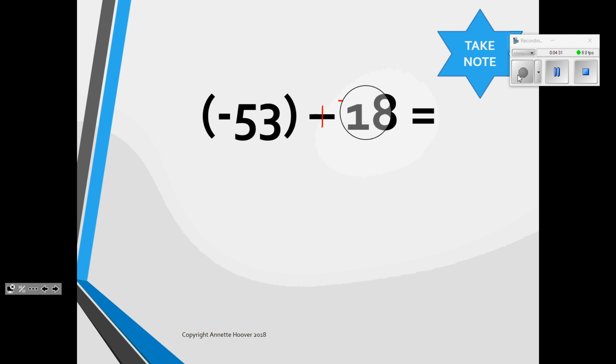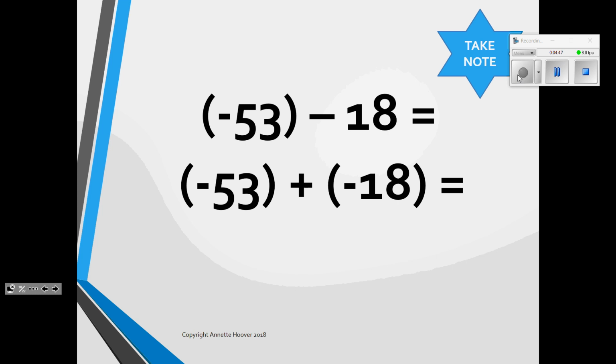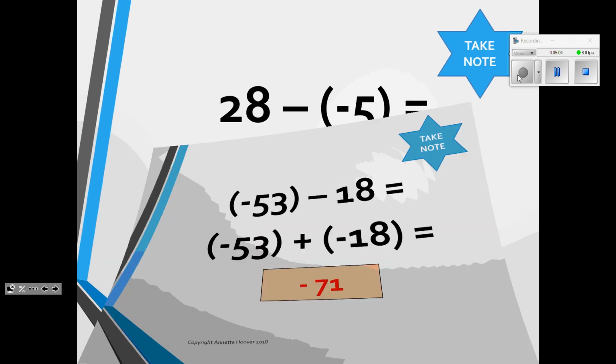So let's see what that looks like. When you only have one sign, you don't have a negative in front of it. Two negatives made a positive. But when you only have that one minus sign, you can think of it as one negative sign, and it's just negative. So if you add the opposite, you're adding a -18. Now look to see what you have with our adding rules. Same signs. We have two negatives. Those are the same signs. So we add and keep the negative sign, which is a negative 71.